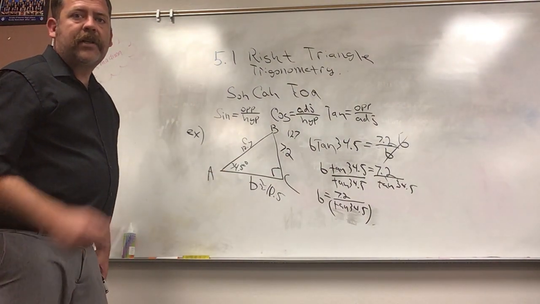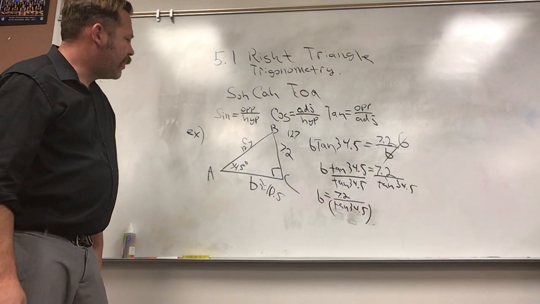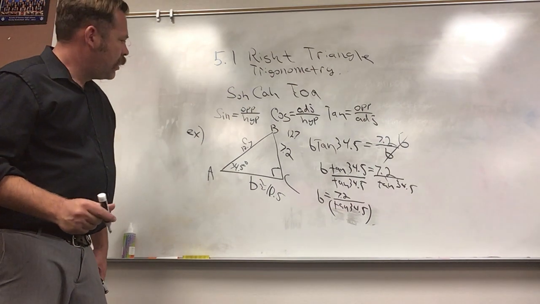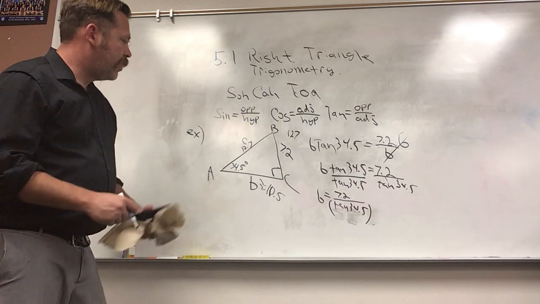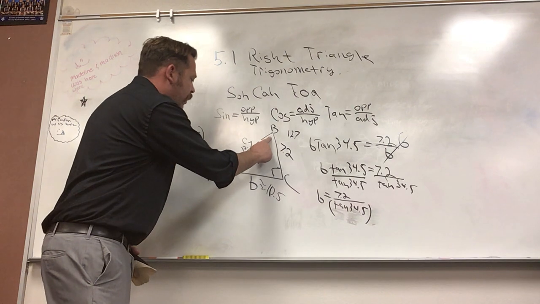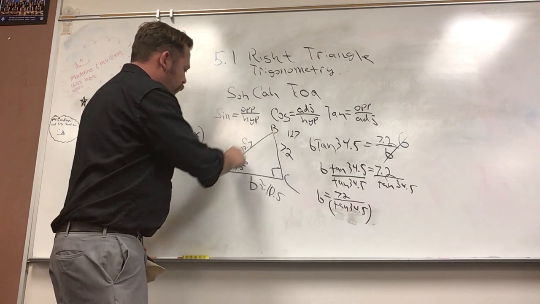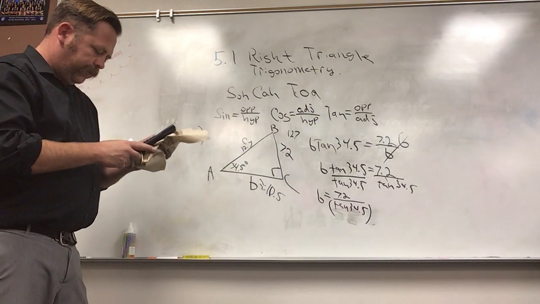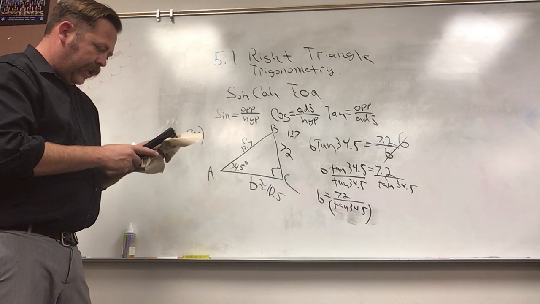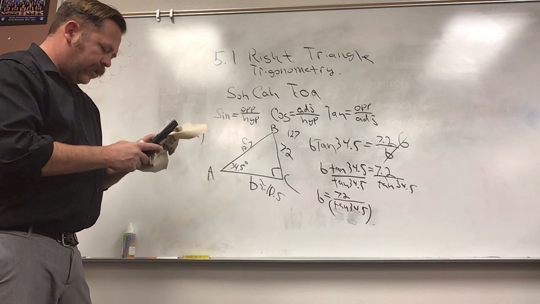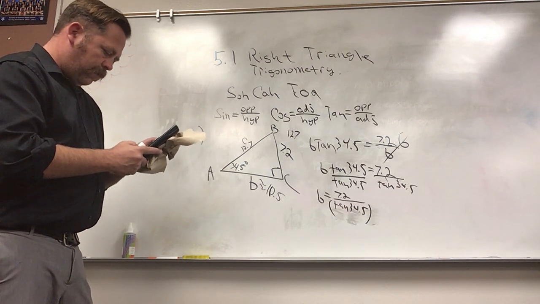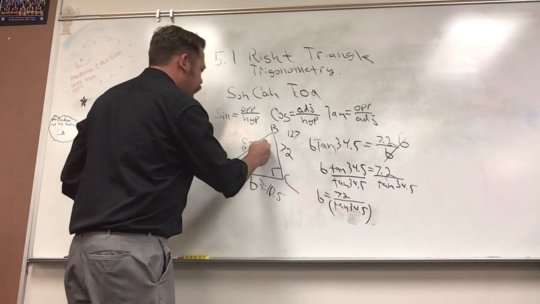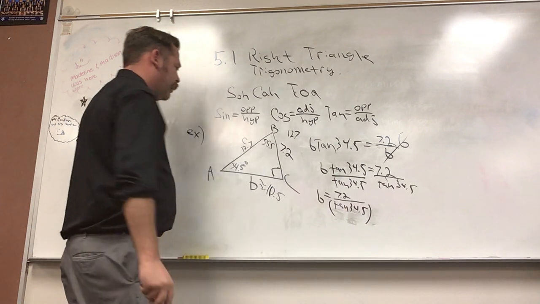Let's find that last angle. What's the easiest way to find the angle? What do all angles in a triangle have to add up to? You guessed it, 180. So the easiest way to find this angle B is to do 180 minus 34.5 minus 90. So let's try that. 180 minus 34.5 minus 90, okay? 55.5. All right.